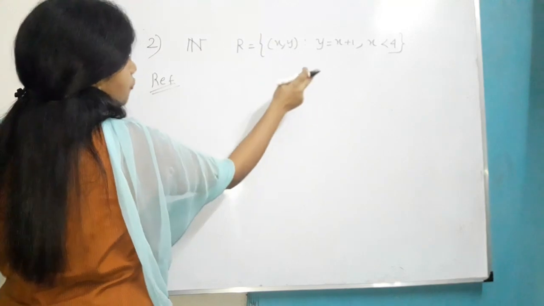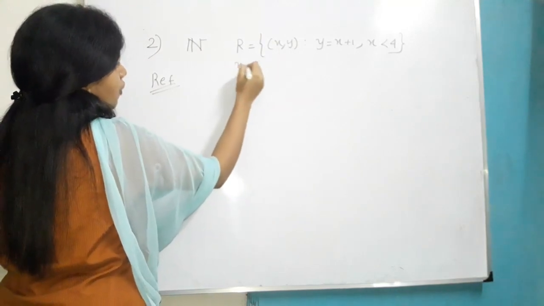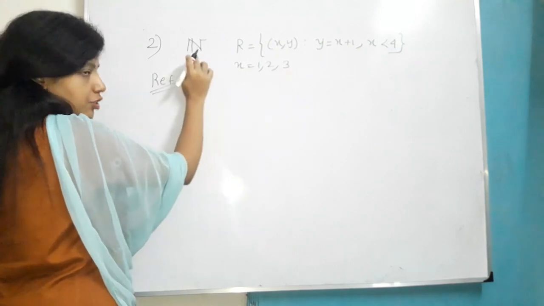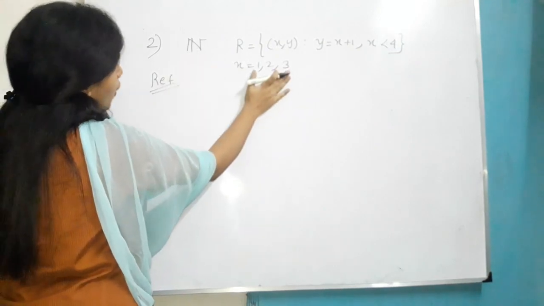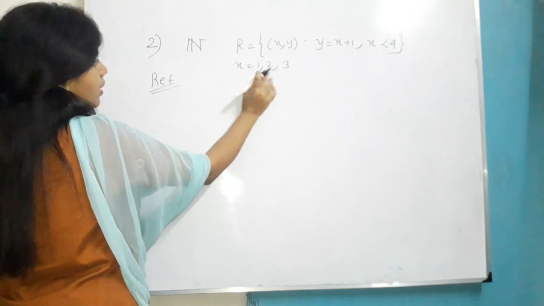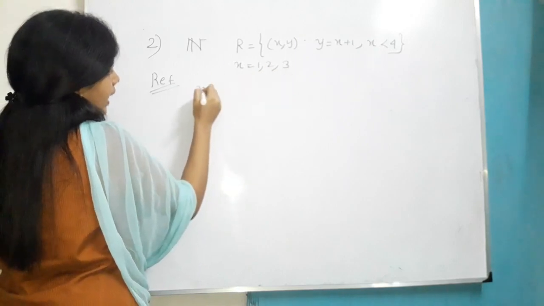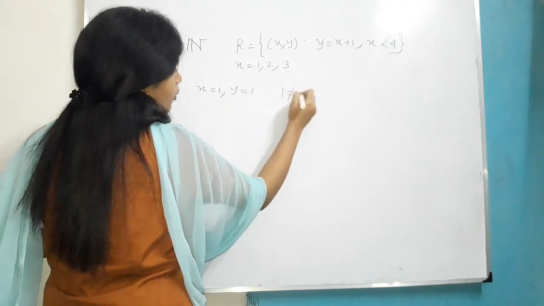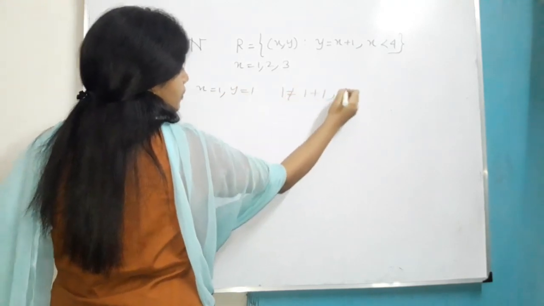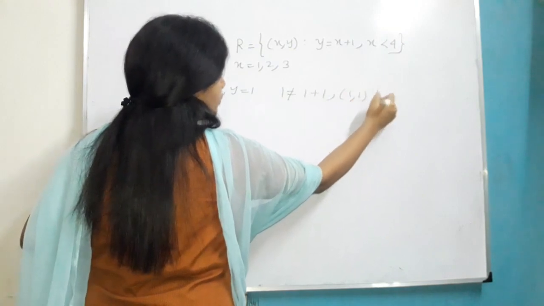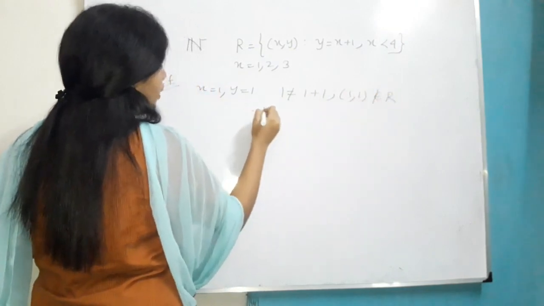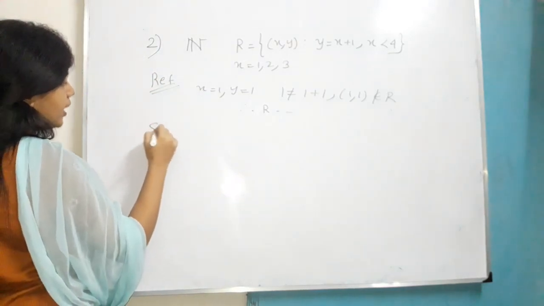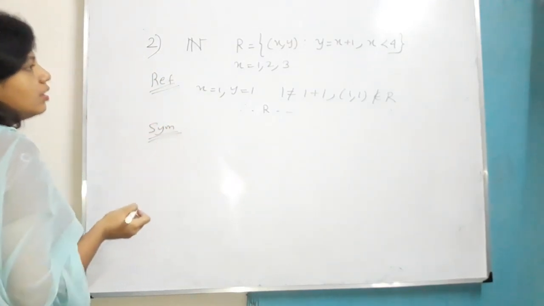Now x less than 4, so that means I have to take it for x equals 1, 2, 3 because natural number set. So for 1, 2, 3, if I take x is 1 and y is 1, then 1 not equals 1 plus 1, that means (1,1) does not belong to R. Therefore you will write that R is not reflexive. Next I will check it for symmetric.